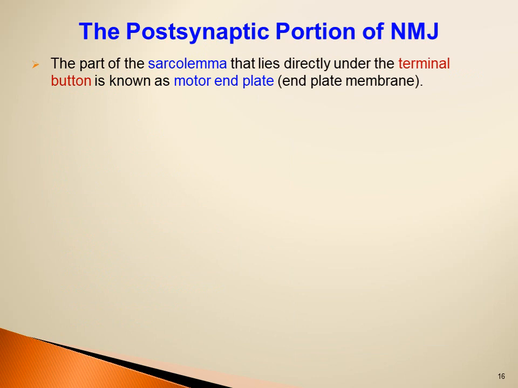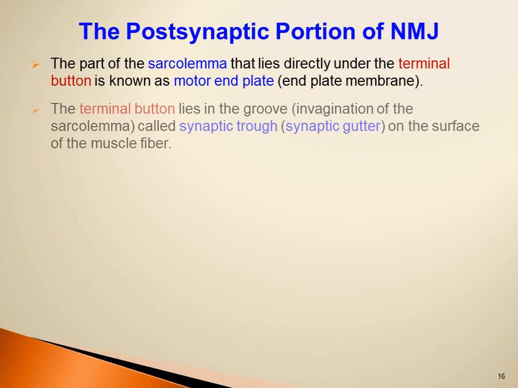Now, the postsynaptic portion of the neuromuscular junction. The part of the sarcolemma, or the skeletal muscle cell membrane, that lies directly under the terminal button or the synaptic knob is known as the motor end plate or end plate membrane. The terminal button lies in the groove or invagination of the sarcolemma called the synaptic trough or synaptic gutter, as we have seen in one of the previous slides, on the surface of the skeletal muscle fiber.